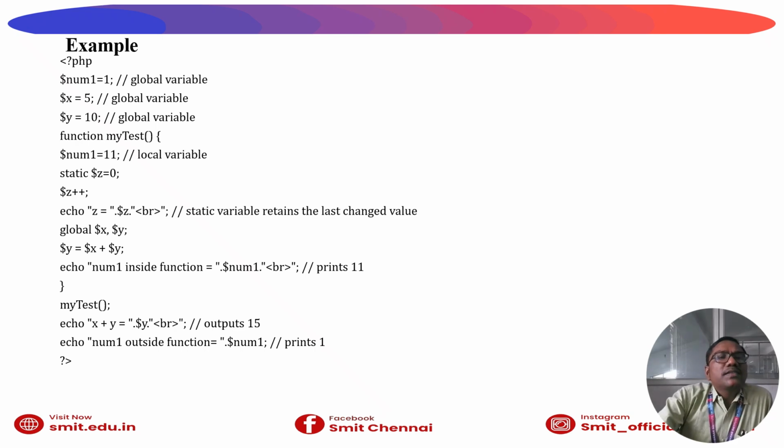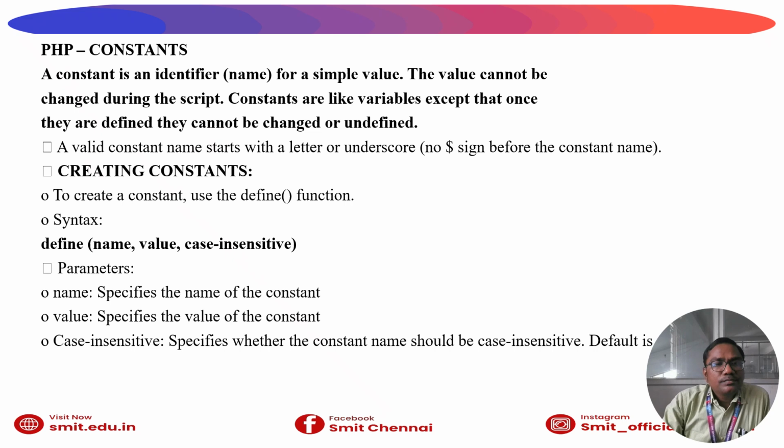Now you can see in this example, there are three global variables being declared: $num, $x, and $y. They are global variables. Next, we have a function called myTest. Inside the function, another variable is declared as $num1 is equal to 11. So that is a local variable. The meaning is the global variables can be accessed in any part of the program, whereas the local variable can be accessed only within the function.